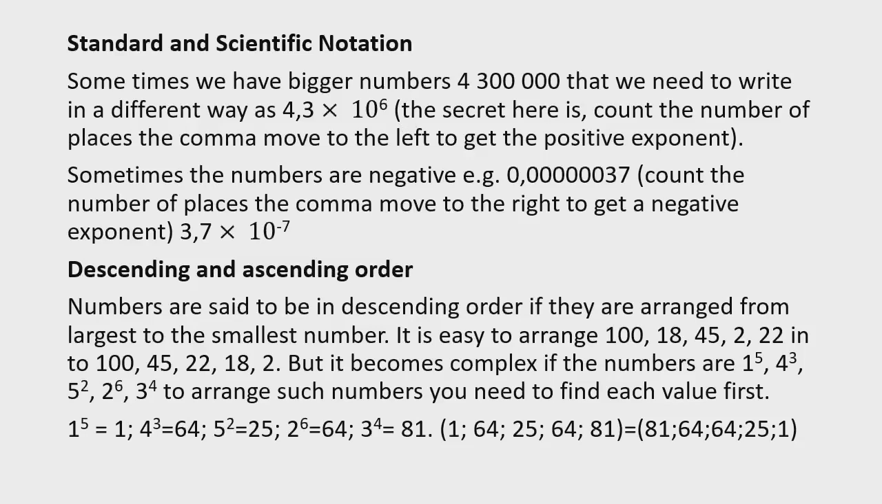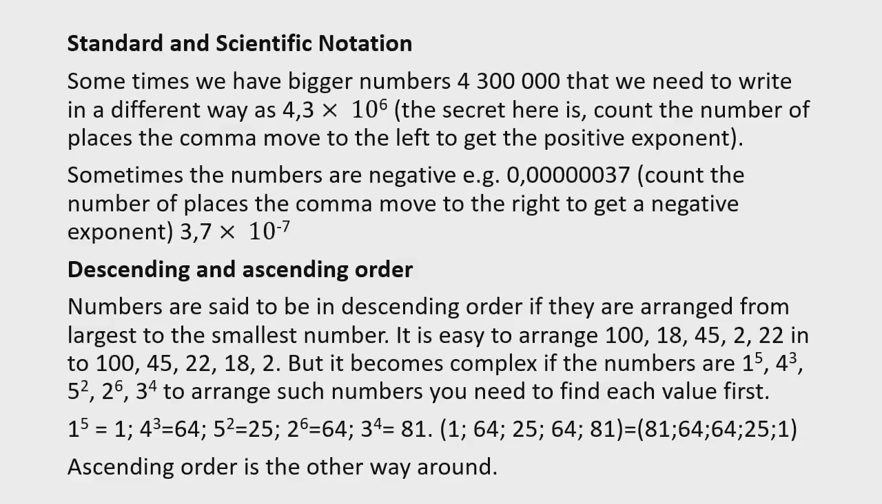So if you have to arrange them in descending or ascending order, it will be 81, which is the highest, if we are taking descending order, then 64, another 64, 25, and 1. And that will be your arrangement, because that is how it descends. The other way around is ascending order. That's what you have to know: in ascending order, you start from the smallest one and then it goes all the way up to the highest one.